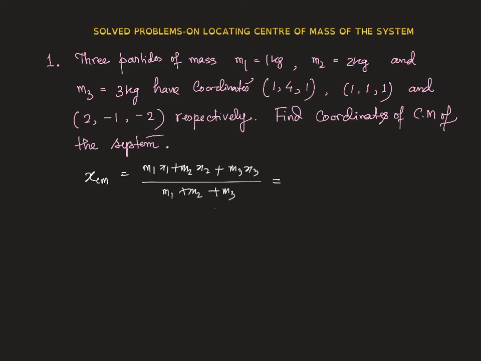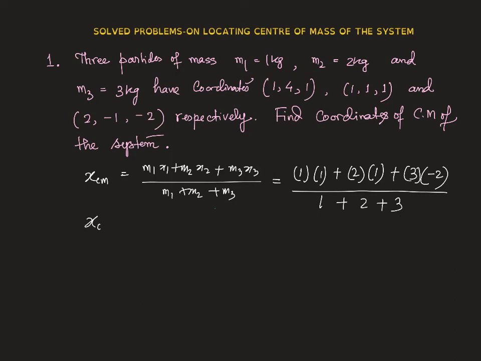So here what you get is m1 is 1, x1 is again 1, m2 is 2, x2 is again 2, plus m3 is 3 and x3 is 2 minus 2, divided by m1 plus m2 plus m3. So what you get, xcm is equal to 2 plus 1, 3... no, it's not minus 2, it's plus 2, right?